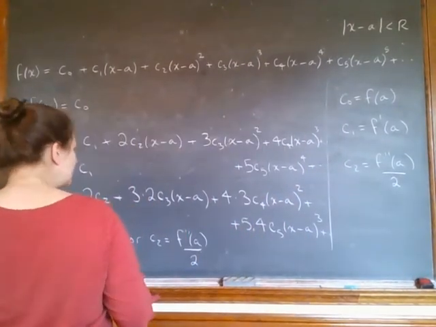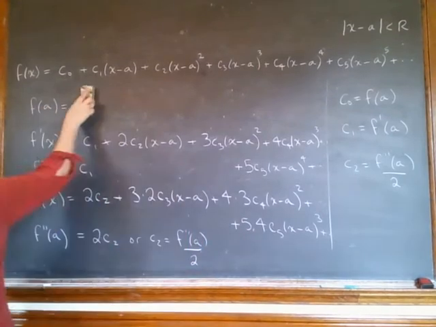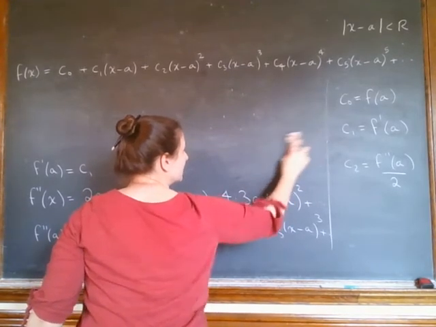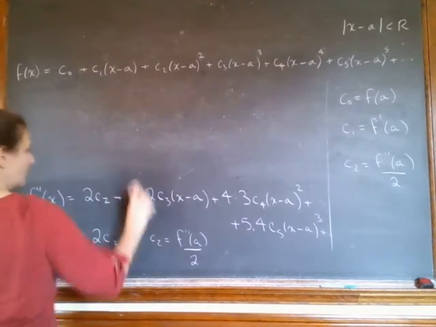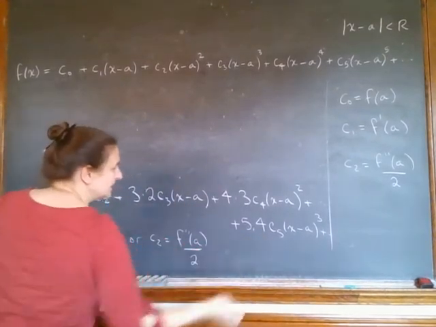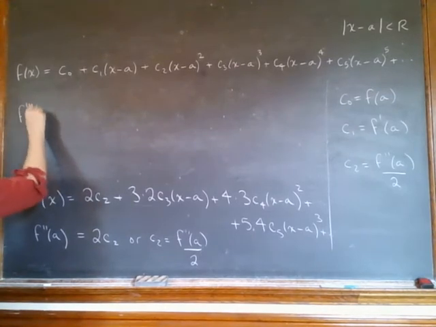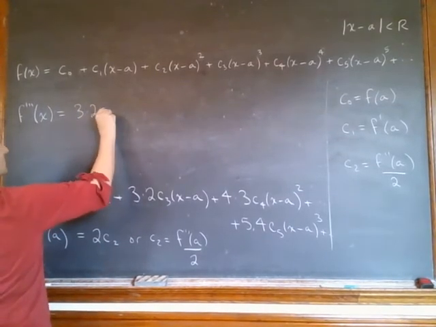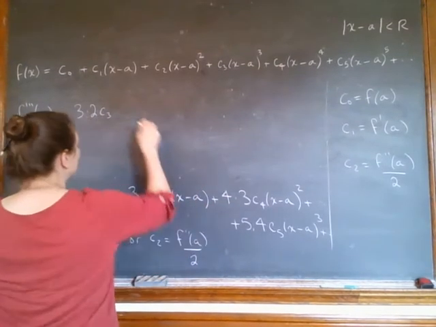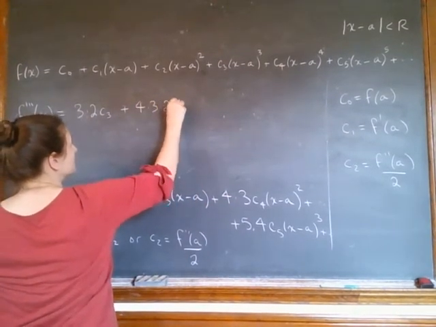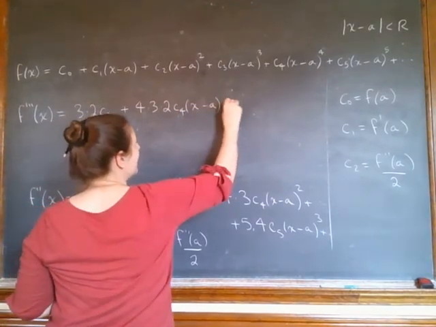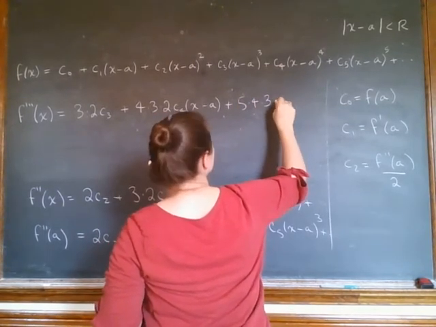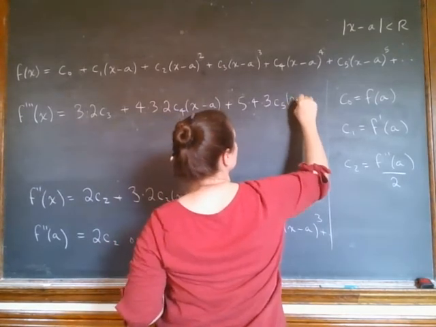Okay, so let's keep going. I'm going to keep my f of x up there so we can refer to it, but I'm going to keep taking derivatives. For the third derivative, I'm just going to take the second derivative and go through again, right? So this one's a constant 0. Then I'm going to have this, 3 times 2, c3. And then I'm going to have 4 times 3 times 2, c4 x minus a. My fifth term is going to be 5 times 4 times 3, c5 x minus a squared.